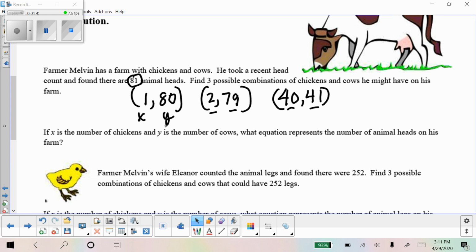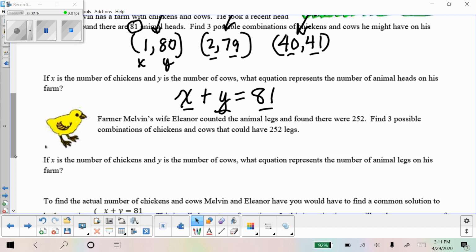Okay, so if X is the number of chickens, like I said, and Y is the number of cows, what equation would represent the total number of animal heads on the farm? So what is the relationship between these two numbers? Go ahead and write that as an equation. This would be a good time to pause. You should be thinking that if we add our chicken heads plus our cow heads, we're going to get 81. So X plus Y equals 81.